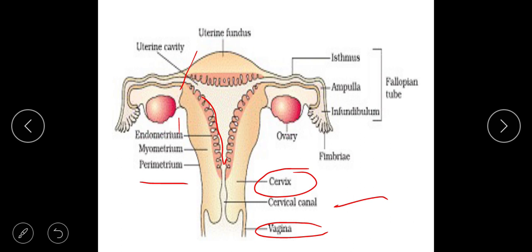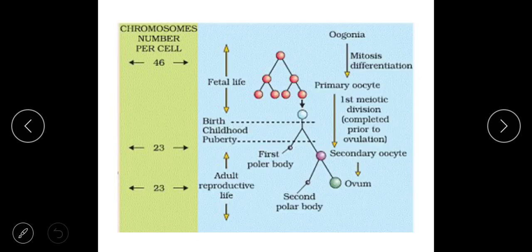Once the ovum is released, the egg is captured by the finger-like projections of the fallopian tube. Then the egg or the ovum trickles down, it moves to the ampulla isthmus junction, and this is the site where the fertilization occurs. This is the process of oogenesis which takes place in the ovary.